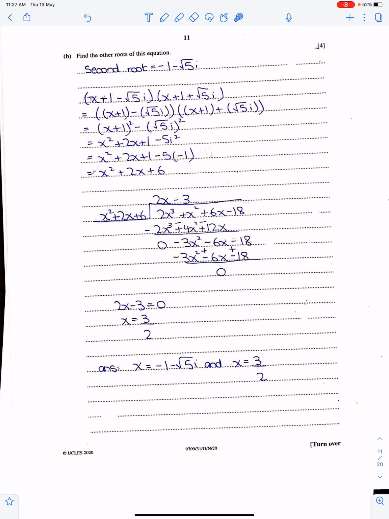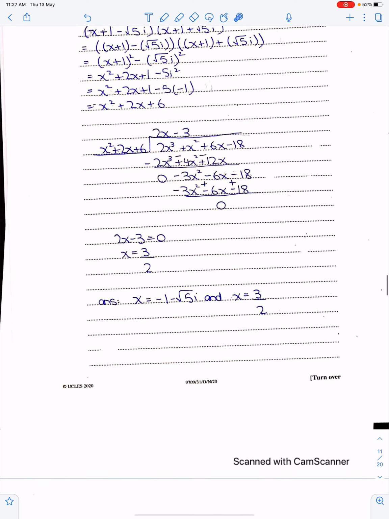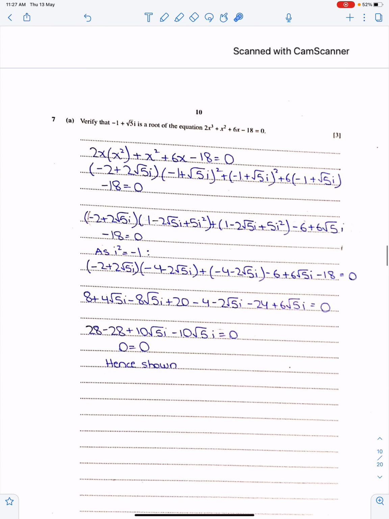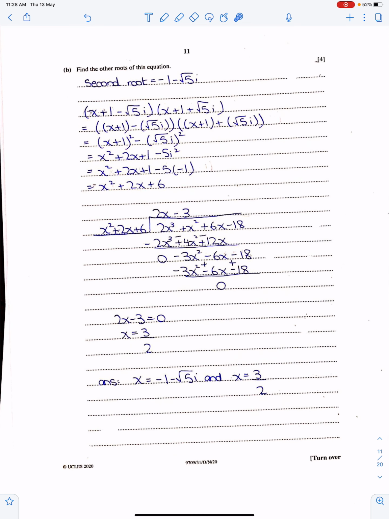Find the other roots. This is the conjugate. The complex conjugate of this root is this. So we have two roots. We need one more root because the power of the equation is 3. So we must have 3 answers. This is the first answer. This is the second answer. We need the third answer as well.